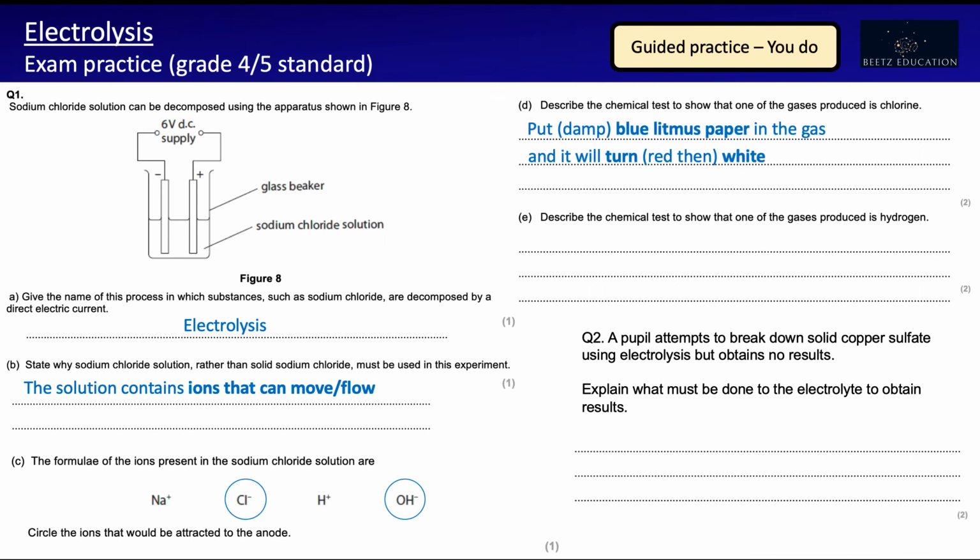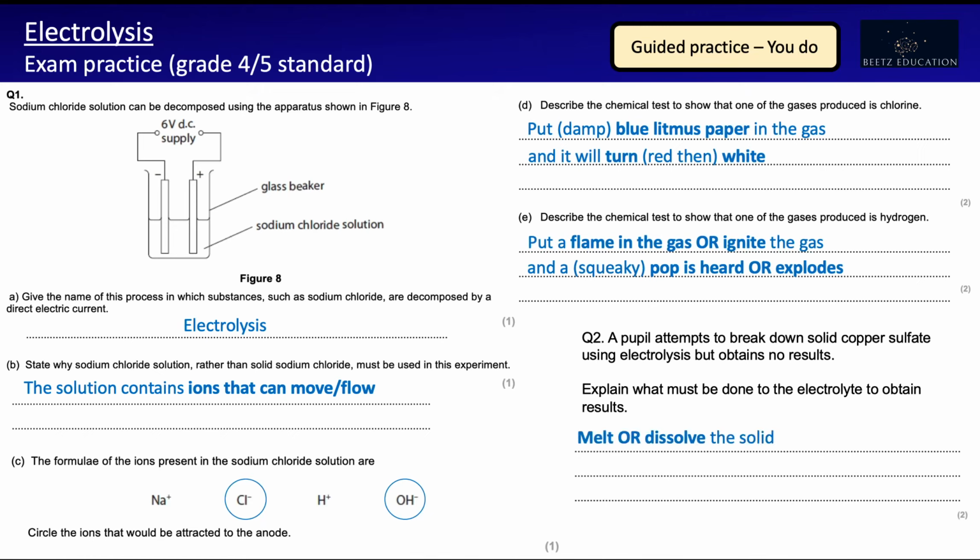Chemical test for hydrogen, put a flame in the gas or ignite the gas. And second mark, you'll hear a pop or it explodes, okay? Squeaky isn't essential. And finally, what must be done to the electrolyte to obtain results?